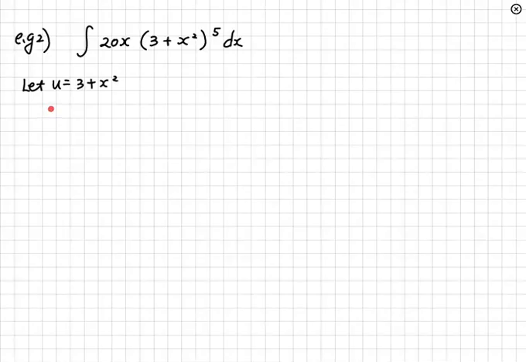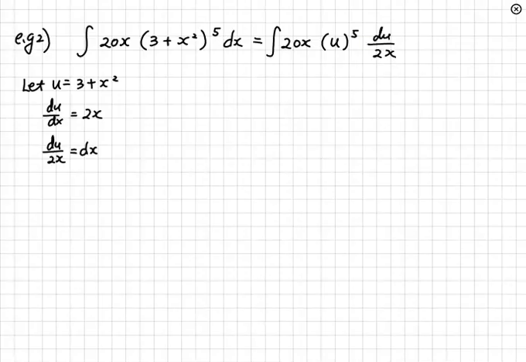We're going to do two things here. So du on dx is 2x, and rearrange it so that we know what dx is. So it's du on 2x equals dx. Now we have done the main job here. All we need to do is a substitution into the original function. So we have 20x, and whatever's in the bracket is represented by u to the power of 5, and dx is replaced by du on 2x.